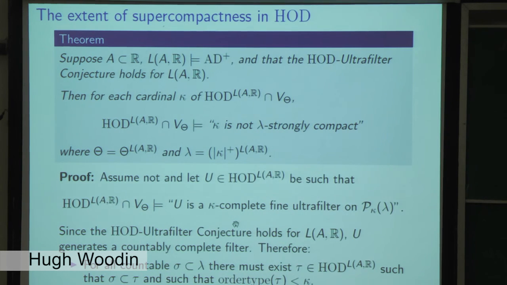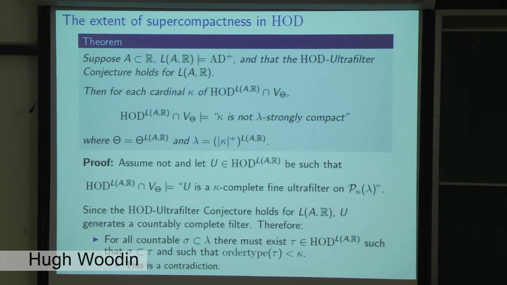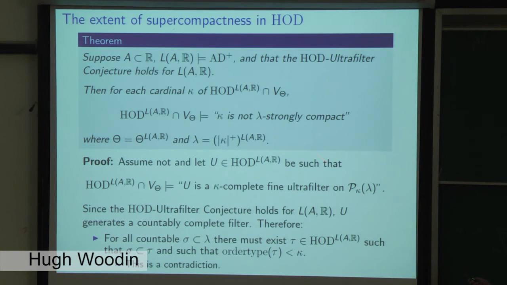Assume not. Let U be the ultrafilter that witnesses that HOD thinks there is a kappa complete fine ultrafilter on P_kappa(lambda). So remember, lambda is an L(R) cardinal. Since the HOD ultrafilter conjecture holds, U has to generate a countably complete filter. Well, we have a countable subset of lambda that can't be covered by a set in HOD of size less than kappa. That's a contradiction.